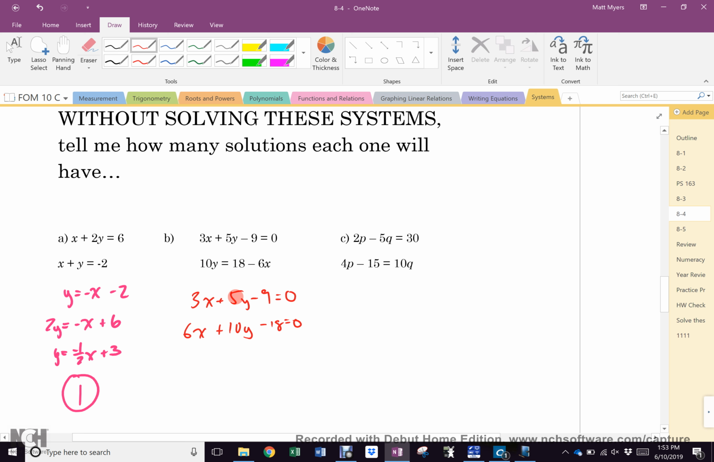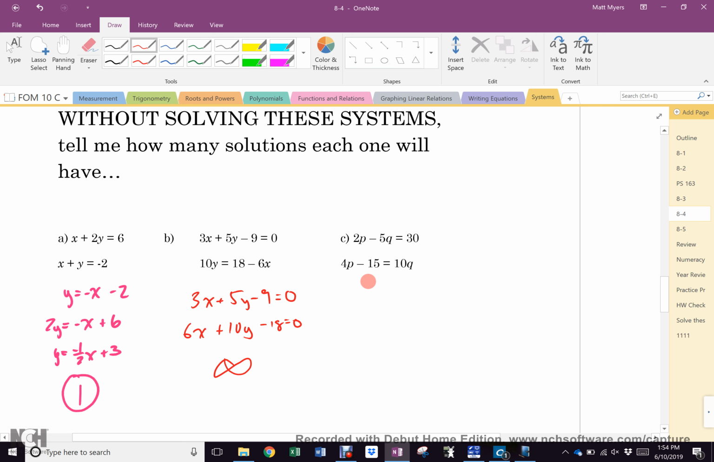3 times 2 is 6. 5 times 2 is 10. Negative 9 times 2 is negative 18. So those are the exact same line, aren't they? So how many solutions? Infinite. They're lying on top of each other. They are always touching. And lastly, obviously we know this is 1, right?